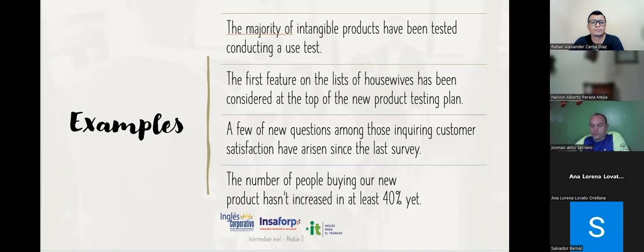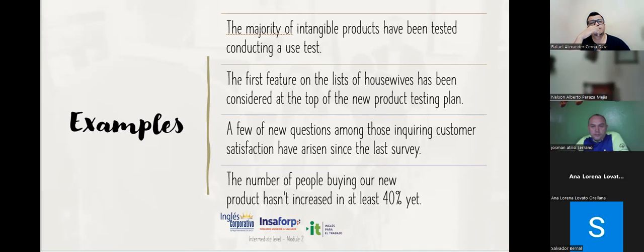Entonces tenemos, el cuantificador es the majority of. El nombre acá, ¿cuál sería? Products. Yes, intangible es una característica de ese producto, ¿verdad? Que no es físico, no se puede tocar en físico. Entonces, the majority of intangible products, la mayoría de los productos intangibles han sido probados en una investigación, o ha sido, perdón, haciendo una investigación, ¿sí? Usando un cuestionario, un examen. Vamos, the majority of intangible products have been tested conducting a use test. Es una prueba de uso o del usuario, ¿verdad?